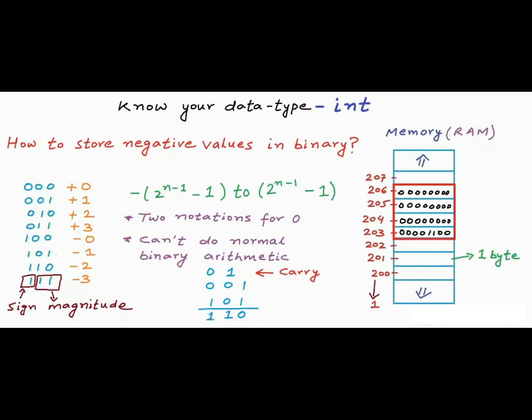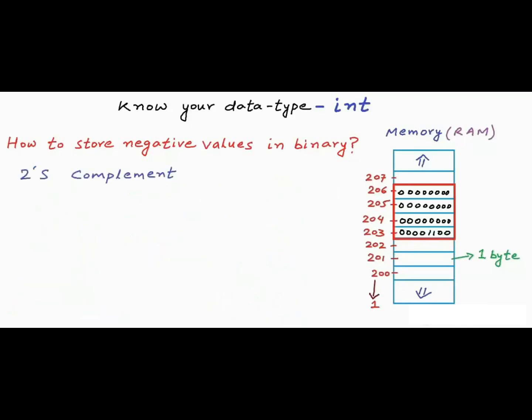So if we are performing normal binary addition, this is what we have got. But see that 001 in this encoding system is plus 1 and 101 is minus 1, but the sum here is not 0, it's minus 2. So clearly normal binary arithmetic is not working. It was difficult to design circuits for arithmetic operations with this encoding mechanism. So machines use another encoding mechanism, and it's called 2's complement system.